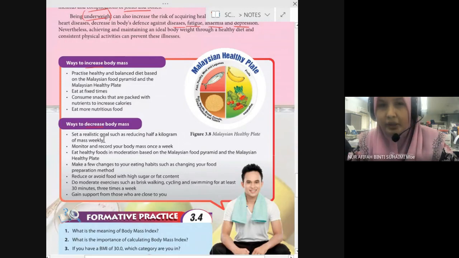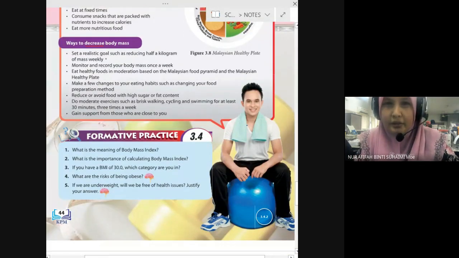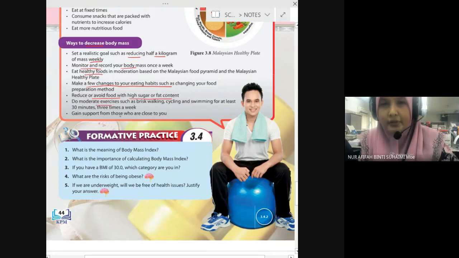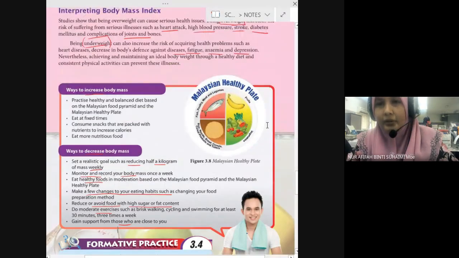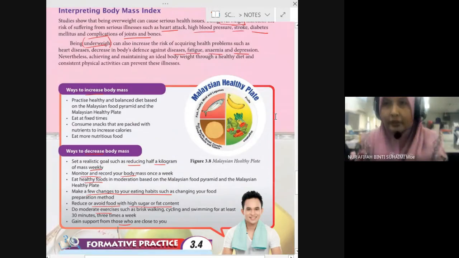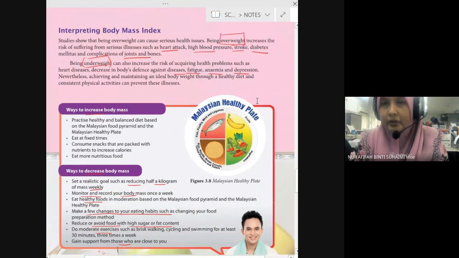And to decrease body mass, set a goal. Set a realistic goal. Let's say I want to reduce half a kilogram in a week. Then you monitor and record your body mass once a week. Eat healthy food. Make a few changes to your eating habits. Reduce or avoid food with high sugar or fat content. Do more exercise. Then you can get your desirable BMI, desirable weight. Stop at 3.4. We will continue later for chapter 4.